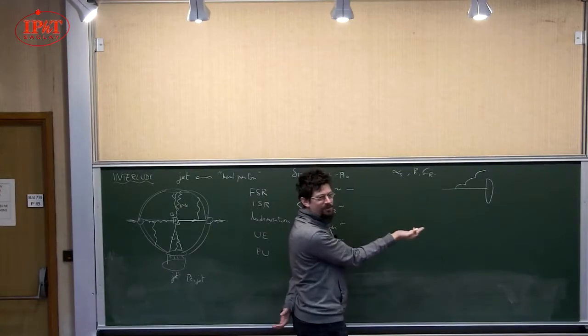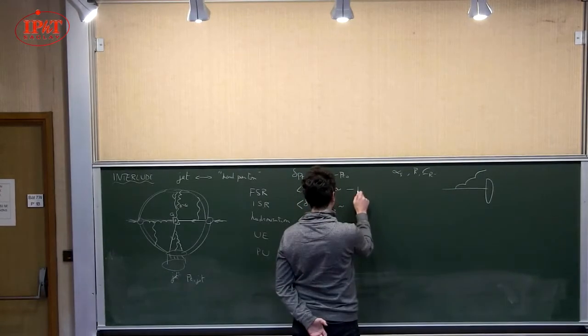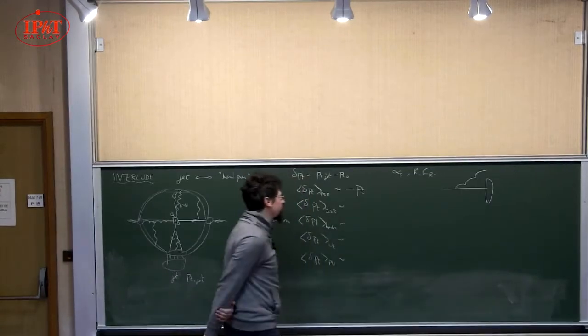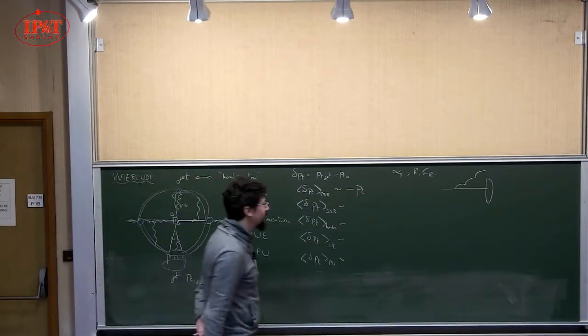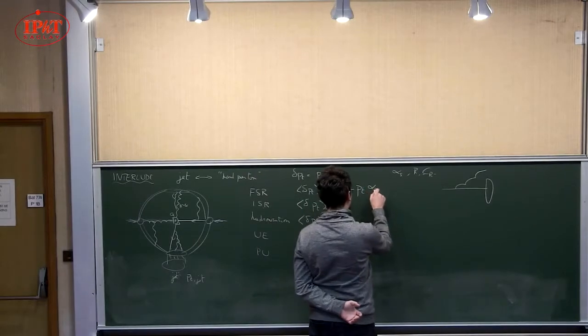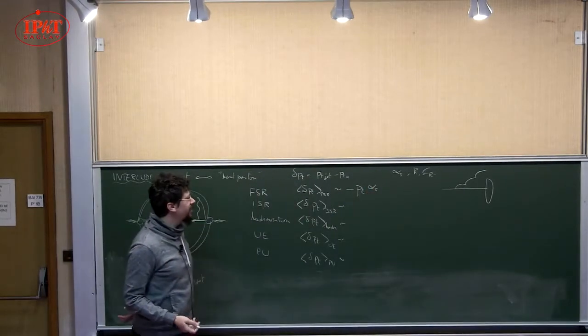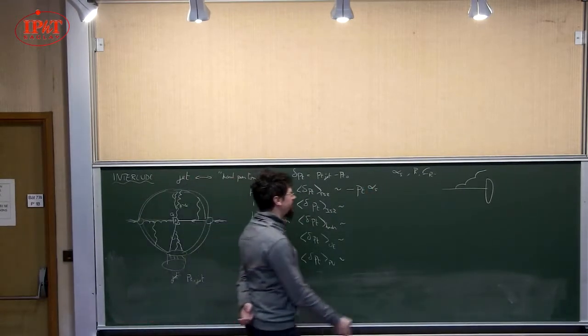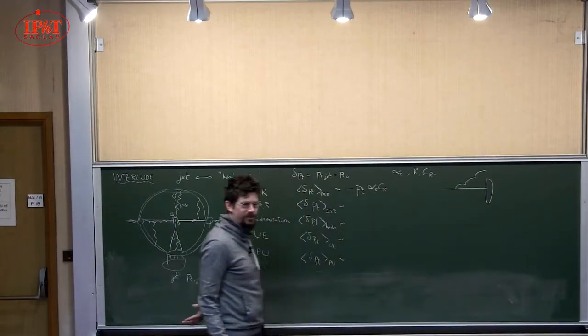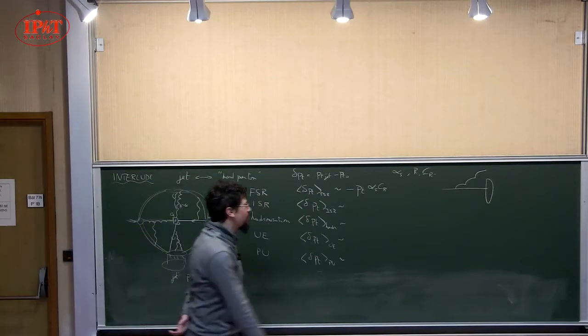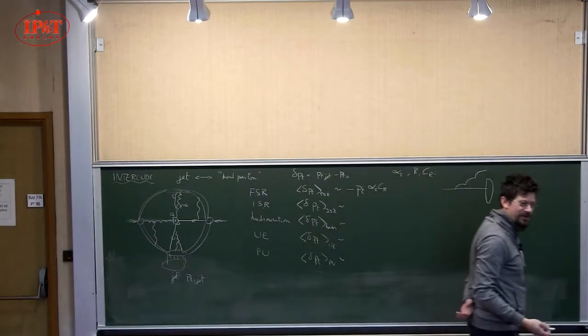What's the typical scale of this process? There's only one scale in that process, okay? The only scale is PT. So this is proportional to minus PT. This is a QCD process, so you'd expect a factor alpha S. And then, if the parton has a certain color, you'd expect the same color factor as the parton. If this is a quark, you expect a CF. If this is a gluon, you'd expect a CA.